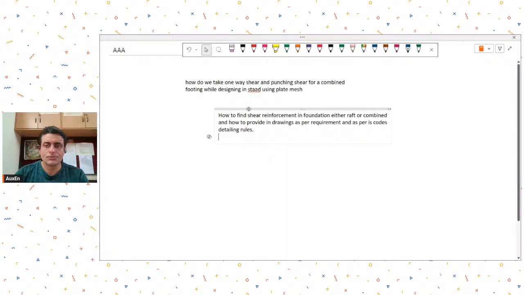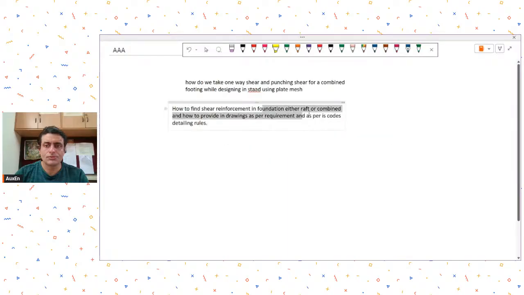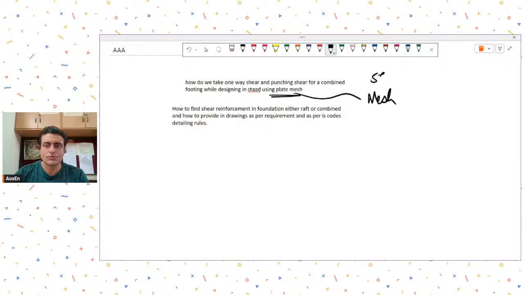So, how to find shear reinforcement in foundation, either raft or combined, and how to provide in drawings as per requirement and as per IS code detailing rules. And this query from Mr. Zayed was, how do we take one-way shear and punching shear for a combined footing while designing in STAAD using plate mesh? So I am not sure why you are using STAAD plate mesh, because then it will not give you any results on its own.